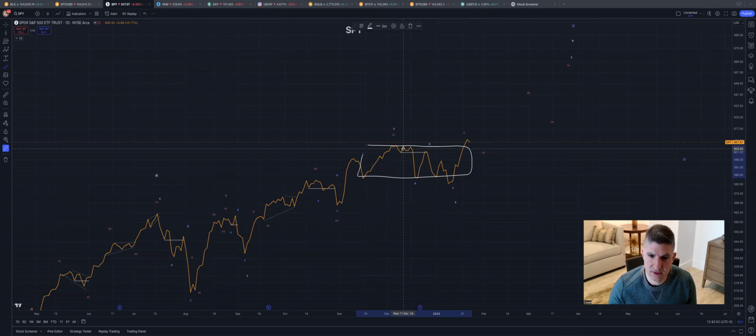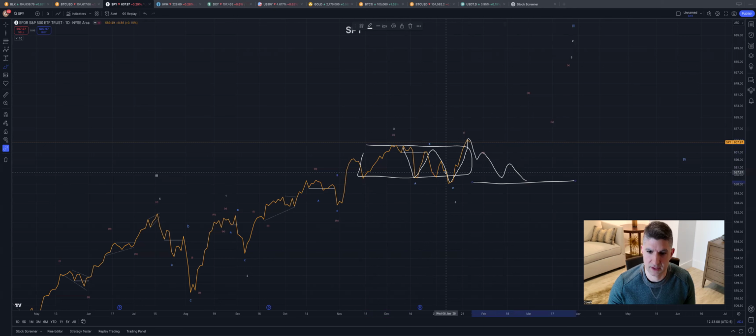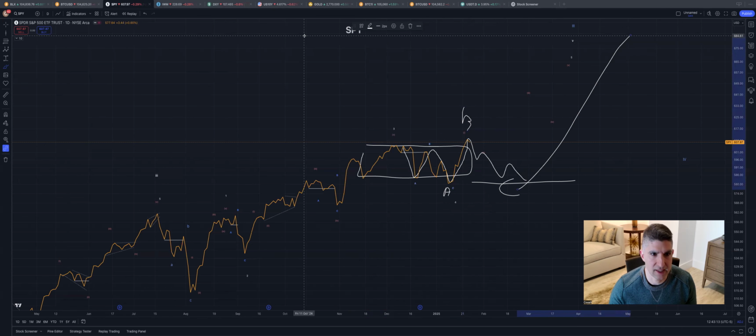I mean, this theoretically could be an A, B, C. I mean, we can't rule that out. Just because I'm calling this a bottom doesn't mean it's the bottom either. I could be wrong, and this could just be an A, B, C before resumption higher. So that's the scenario where I'm wrong.